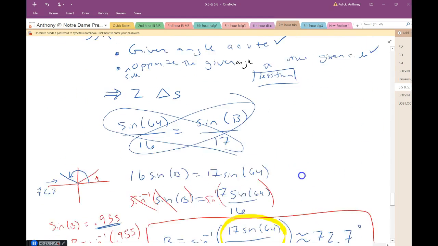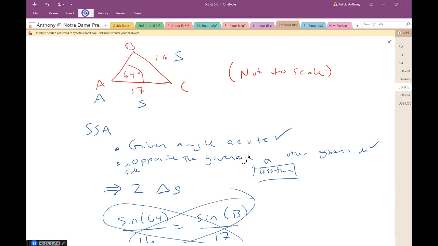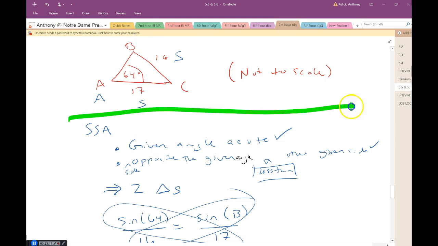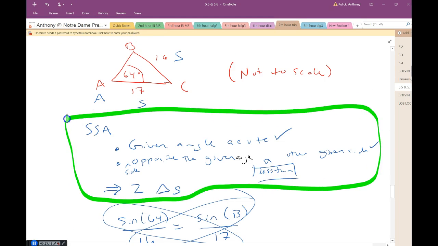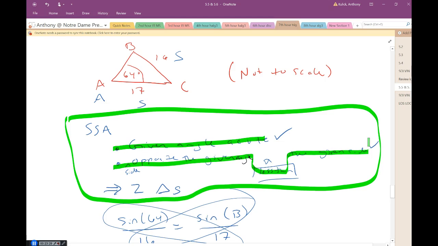So the criteria was here. It has to be a side-side-angle situation, and then the angle that you're given has to be acute. And then the side opposite the given angle has to be less than the other given side.